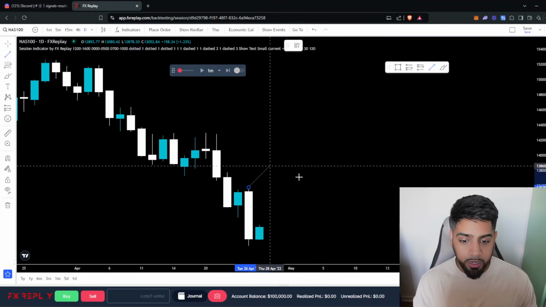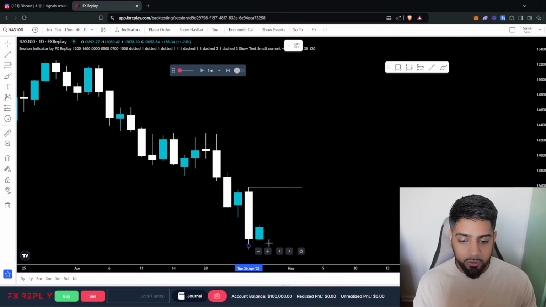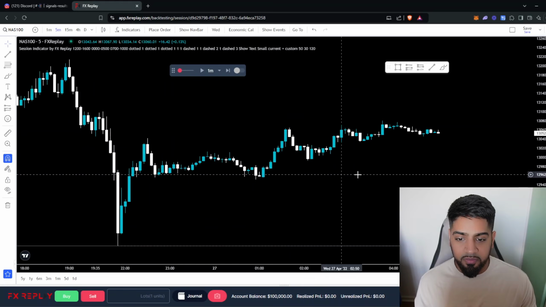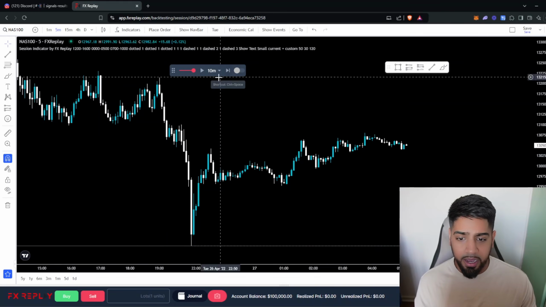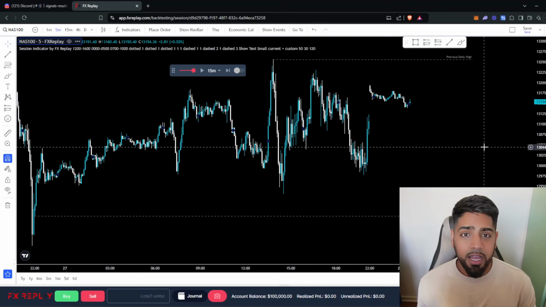Example number 1, we're going to mark out the previous daily candle's high or low. So once we've done that, we're going to drop down to the 5-minute and we're simply just going to wait for price to either come and take out the low or the high. So we didn't actually sweep the high or the low of the previous daily candle on the 27th of April 2022. So that means on that day, there was no trade.